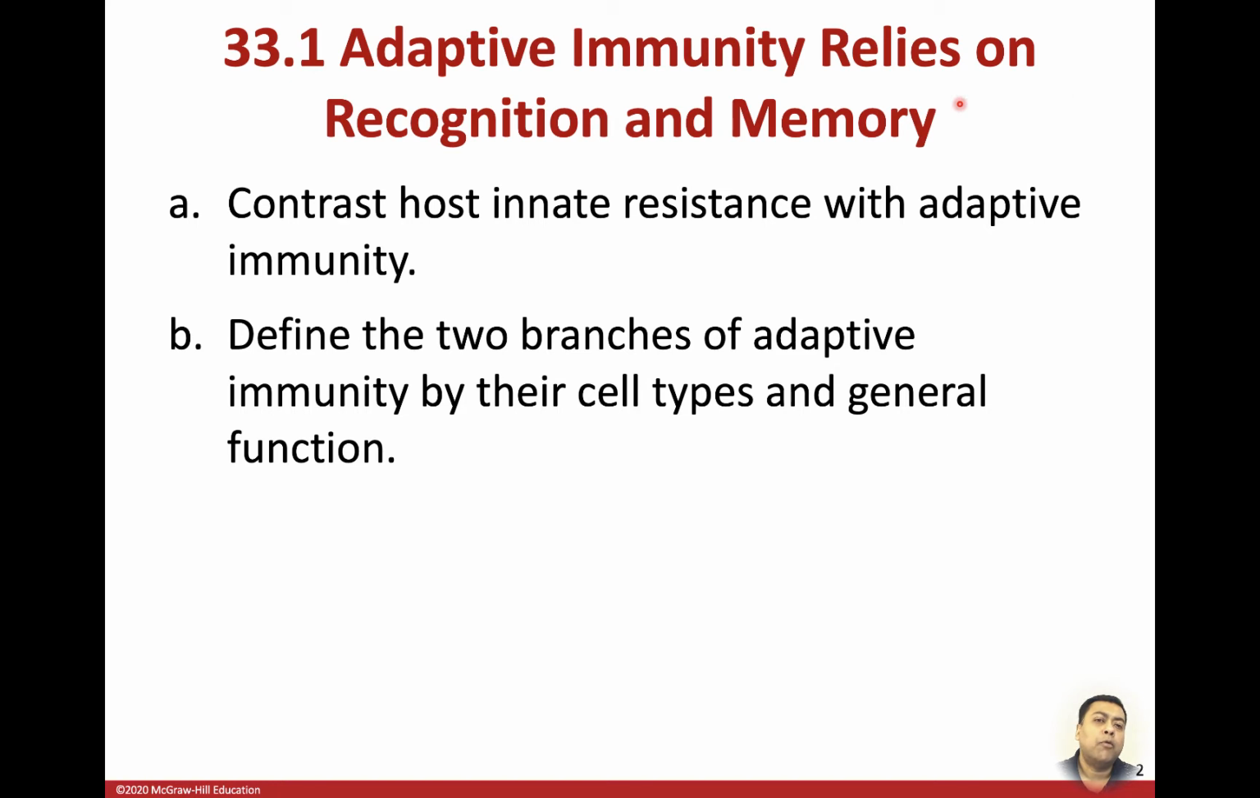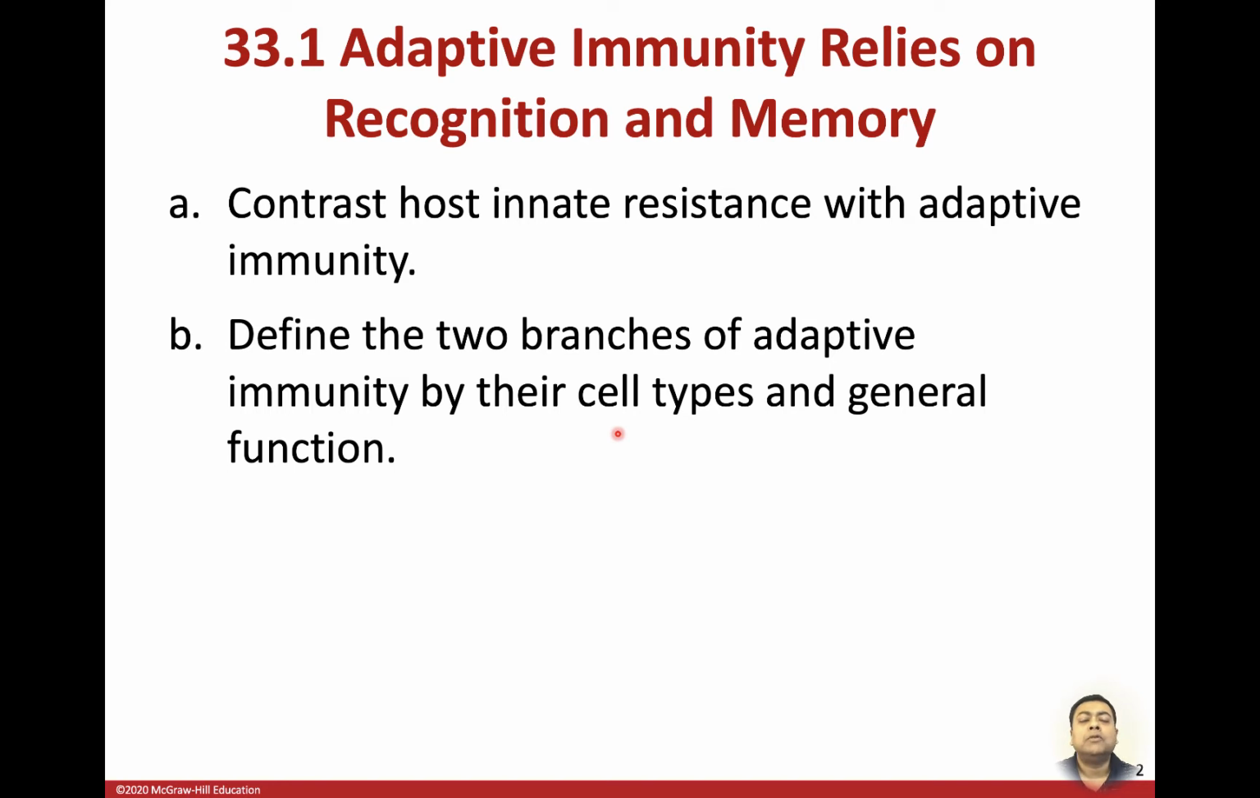One of the very important concepts of adaptive immunity is that it relies on recognition as well as memory. We are going to compare and contrast it with innate immunity that we learned in the last chapter, and see how it differs or how it complements innate immunity. Once our innate immune system is breached, the adaptive immunity takes over.